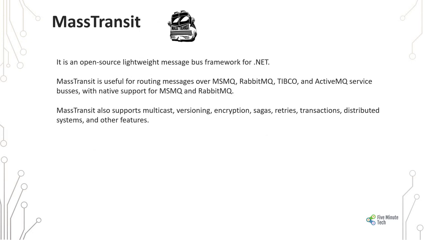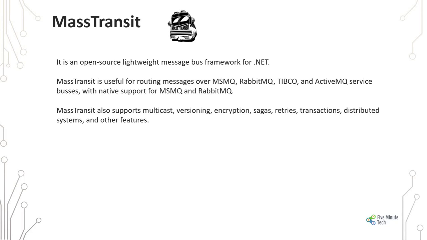Moving on, we also have something called MassTransit that we'll be using in our system. It is an open source lightweight message bus framework for .NET. MassTransit is useful for routing messages over MSMQ and our RabbitMQ and similar technology stacks. MassTransit also supports multicast, versioning, encryption, and other features. So in our services, we will be using MassTransit as well for communicating the messages between the different microservices.